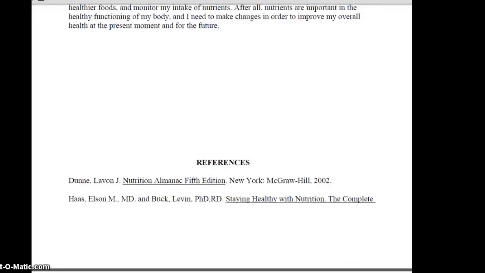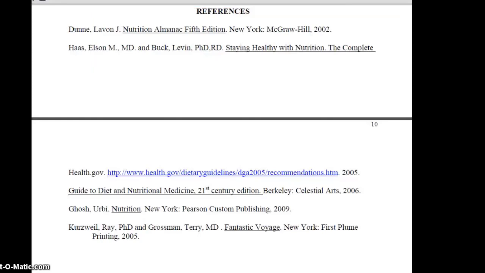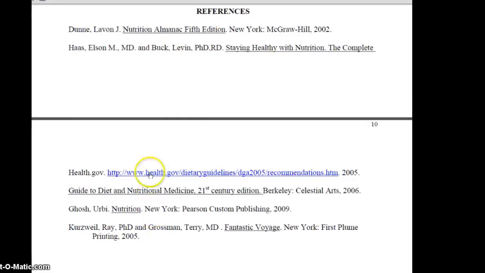After that section, you should have at least 5 to 10 references from various sources besides the textbook. The textbook could be one, but I want 5 sources outside of the textbook that you used to support your statements in the introduction and in your conclusions. Hope that helps, and let me know if you have any questions about the diet analysis. Include the reports in a separate file, in a PDF file, or in a Word file, or as an appendix.